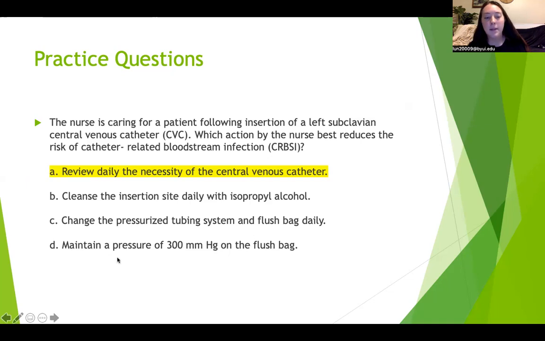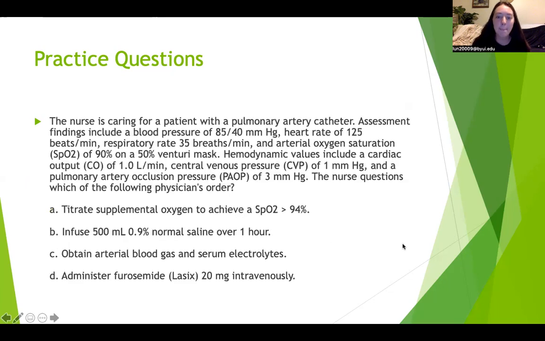And then right here, maintain a pressure of 300 on the flush bag. Remember, it was only 3 to 6, and so that's crazy. And then change the pressurized tubing system and flush bag daily. Not required. That's too much introducing of infectious agents. Cleanse the insertion site daily with isopropyl alcohol. Well, I mean, you want to make sure it stays clean, but there's going to be a dressing on it. So, okay.